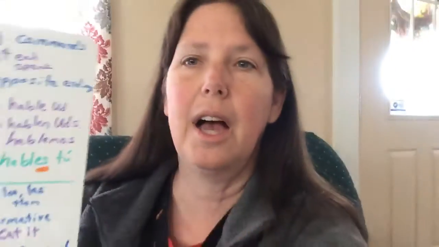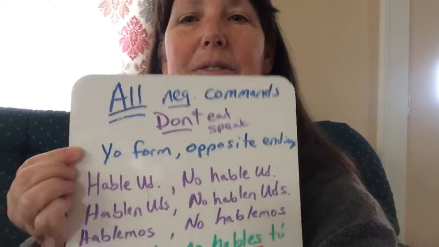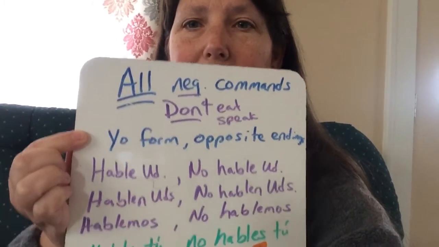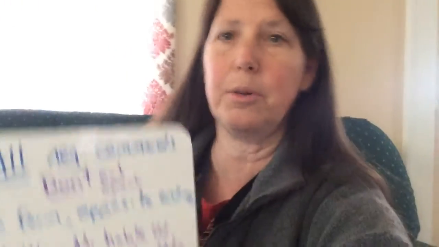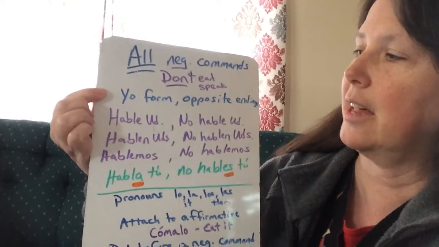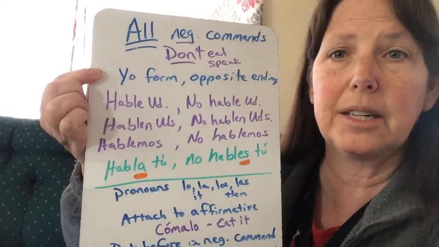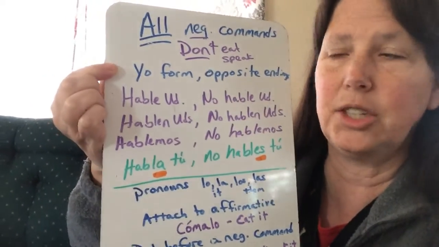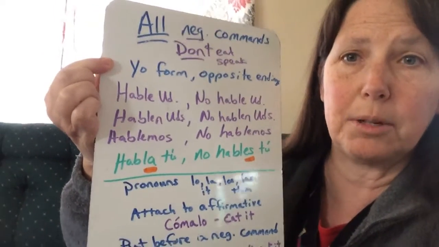Okay, so most of you did okay on your homework from yesterday. So negative commands, which are the ones that are don't do something, all negative commands go to the yo form. Okay, so pongo, obedezco, whatever. And then after that, use the opposite endings. So you can see my example for hablar would be hable usted and no hable usted. Nothing changes. For ustedes, same thing. Hablen ustedes, no hablen ustedes.